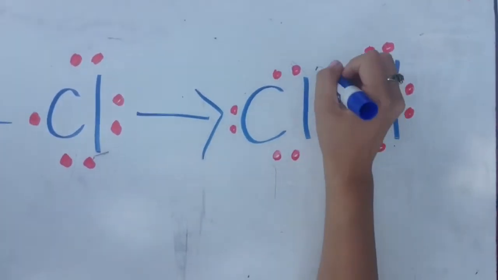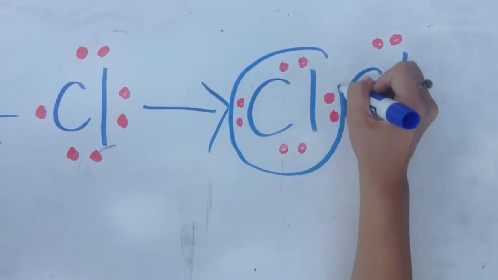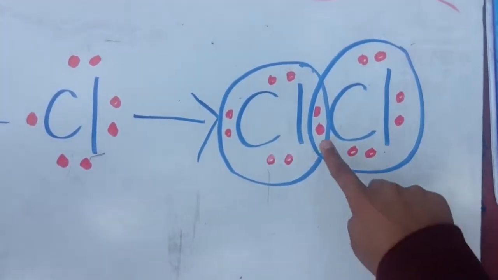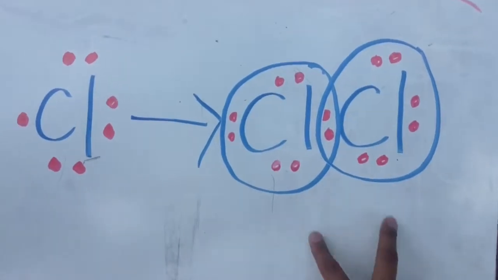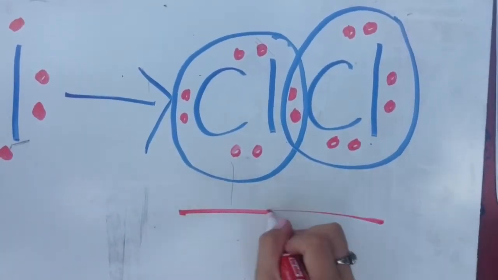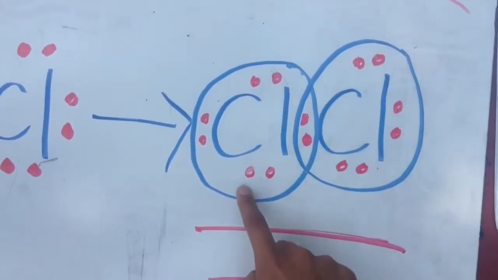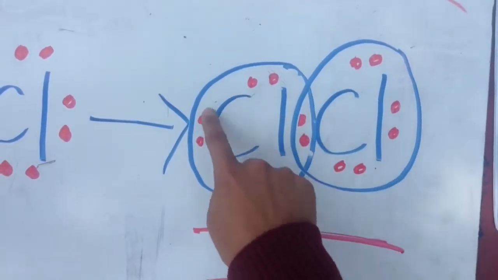Okay, and if you combine them both to make one molecule, they are sharing 2 valence electrons right here in the middle, so they both have a complete valence of 8 electrons. 1, 2, 3, 4, 5, 6, 7, 8. 1, 2, 3, 4, 5, 6, 7, 8.